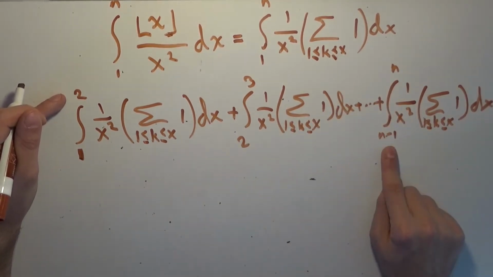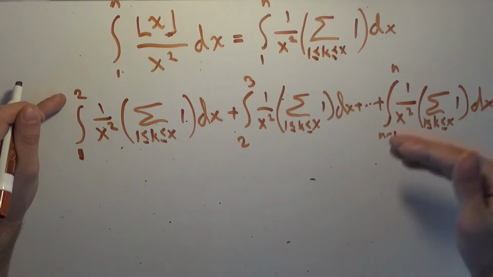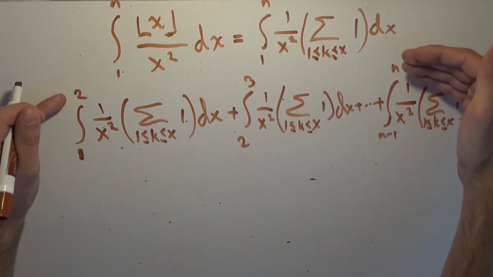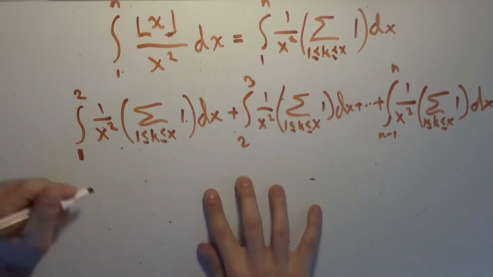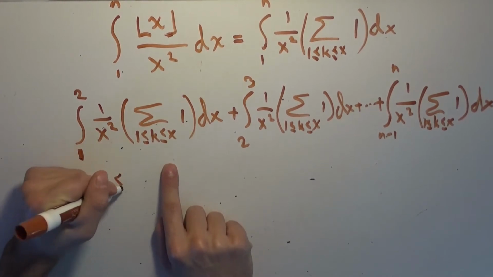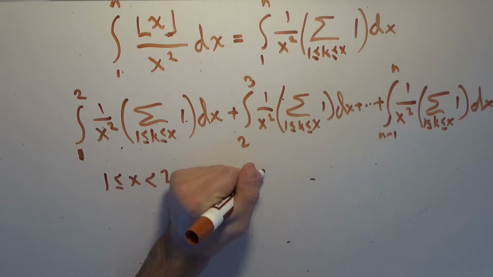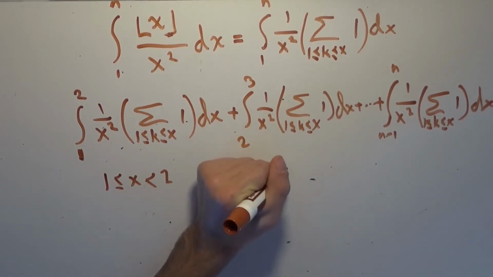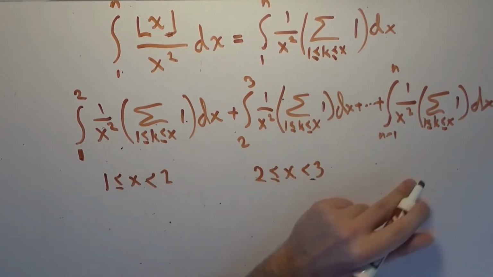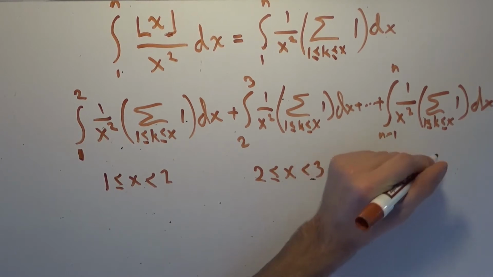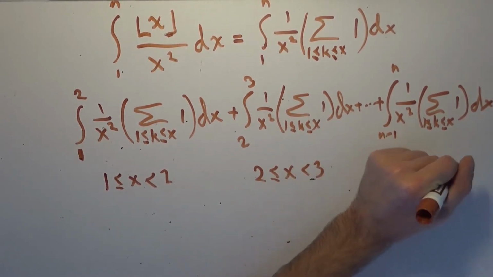All the way up to here, where we start at n minus 1 and go up to every number but not including n, right? So we're sort of saying that this integral is for x's that are greater than or equal to 1 but less than 2. And this one is for x's that are greater than or equal to 2 but less than 3. And this one is for x's that are greater than or equal to n minus 1 but less than n, right?